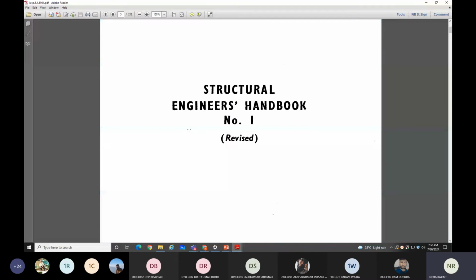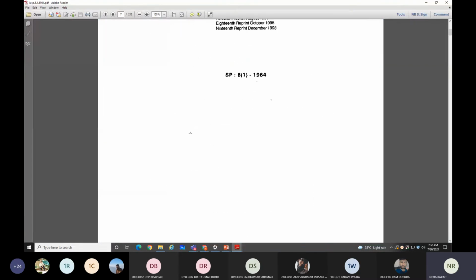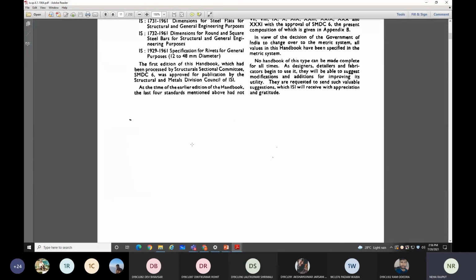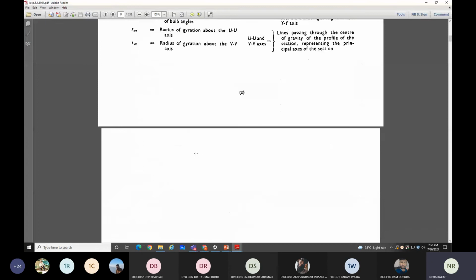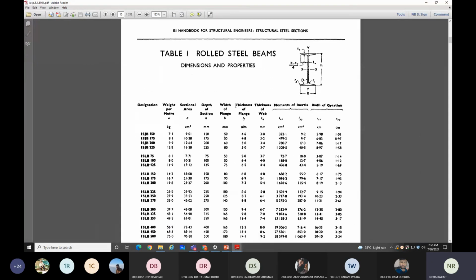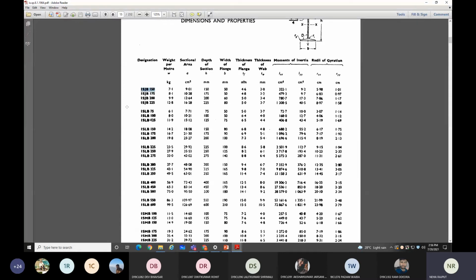Here you can see the different steel sections available in the market, and from this handbook or from the steel table you can choose your section for design purposes. It starts with Table number 1, which is rolled steel beam. This is the I section, rolled steel beam, as I have shown you. The properties of this I section with different designations are given here.